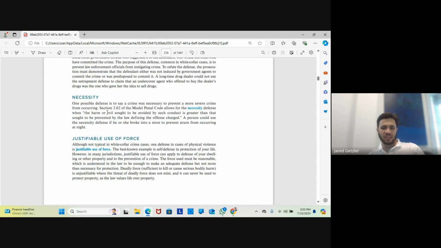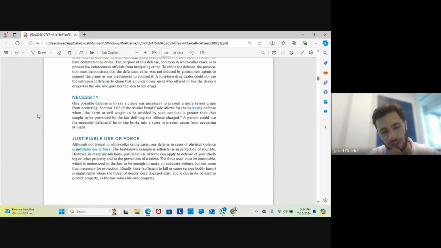So we also have necessity. Necessity means the harm or evil sought to be avoided by such conduct is greater than what is sought to be prevented by the law defining the offense charged. So let's say, for example, we break into a store because there's a gunfight going on, and the store was closed at the time. We might be charged with trespassing, but because the gunfight was more harmful to society as a whole, we could argue our defense to trespassing under the necessity defense.